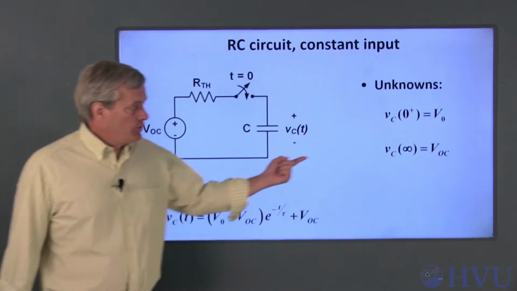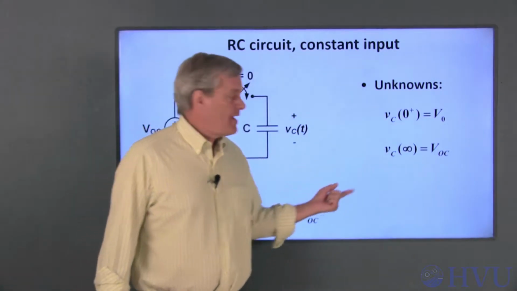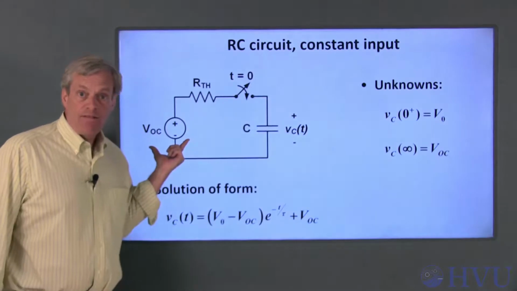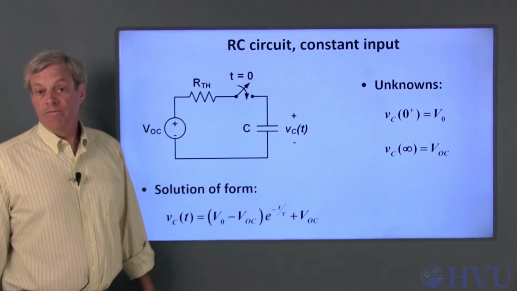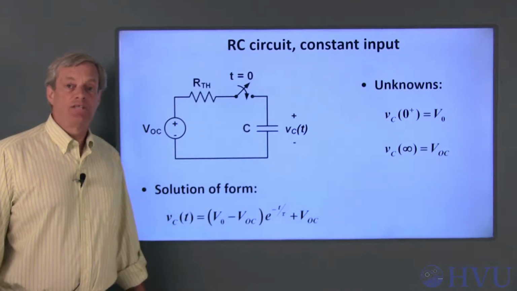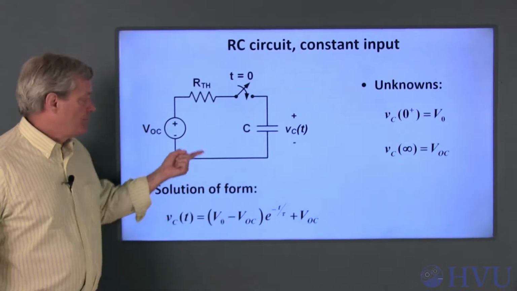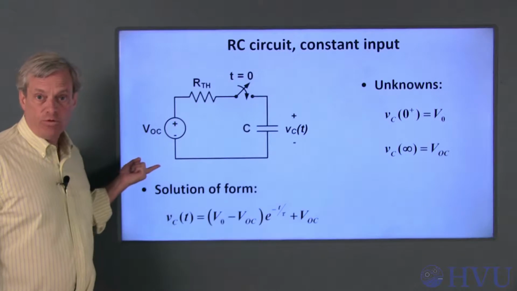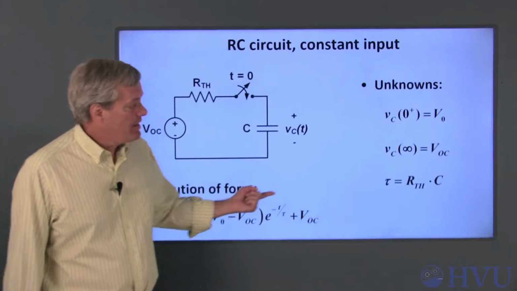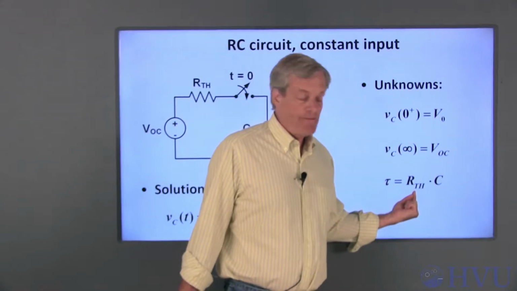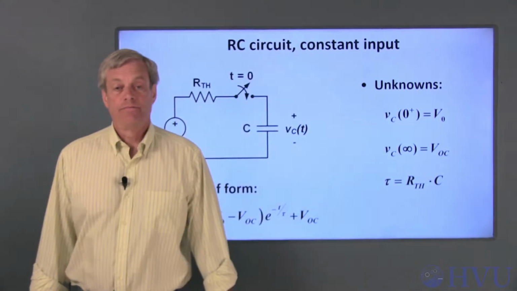The open circuit voltage, VOC, is the capacitor voltage as time goes to infinity. If the input's a constant, the capacitor voltage will eventually become a constant. The capacitor behaves like an open circuit, and the capacitor voltage is identical to the Thevenin open circuit voltage. Finally, the time constant is equal to the Thevenin resistance seen by the capacitor times the capacitance.